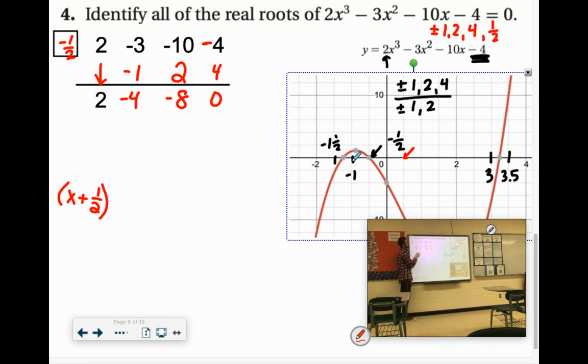which leaves us with, that was x to the third, so this would be 2x to the second power minus 4x minus 8. Now we can factor a 2 out of that.